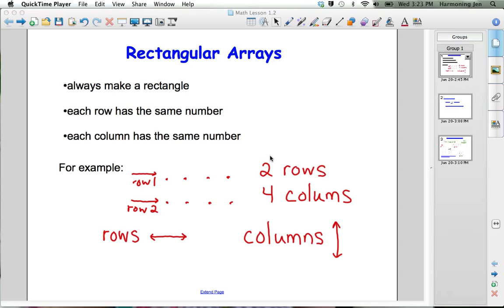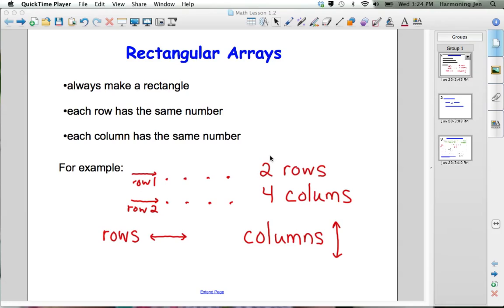This is Math Lesson 1.2. Today we're going to talk about rectangular arrays. Now you've been working with rectangular arrays probably since first grade, maybe even kindergarten, and you should be familiar with what these are. But let's review some things about rectangular arrays.